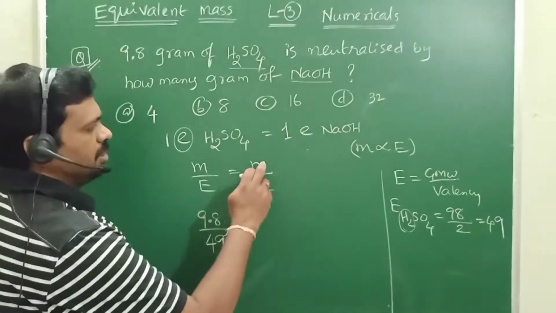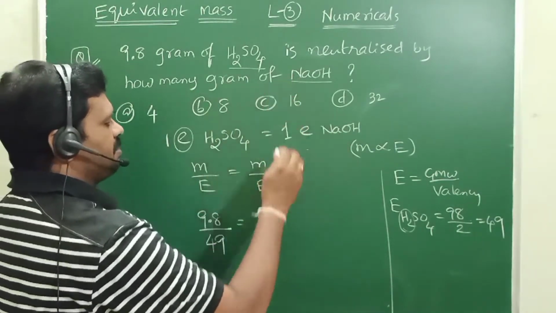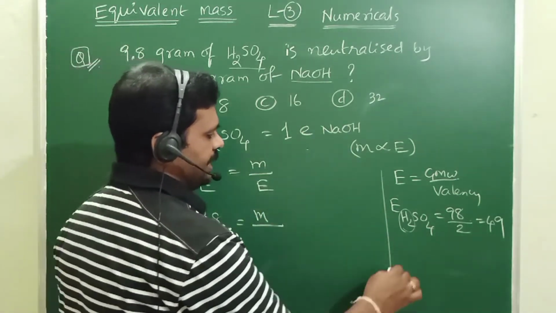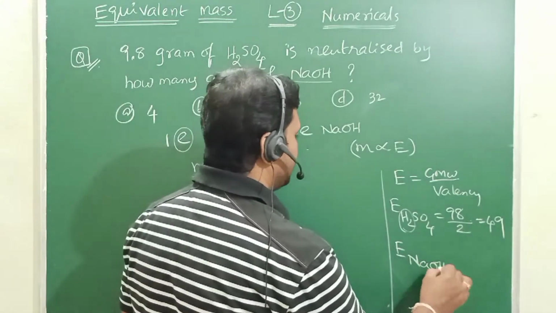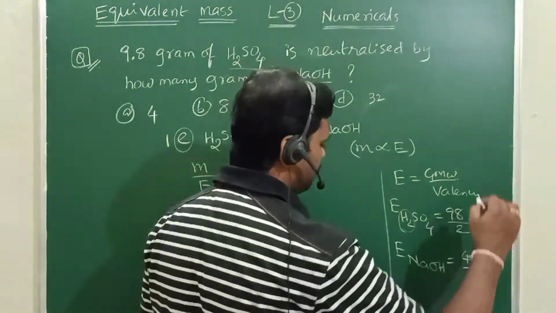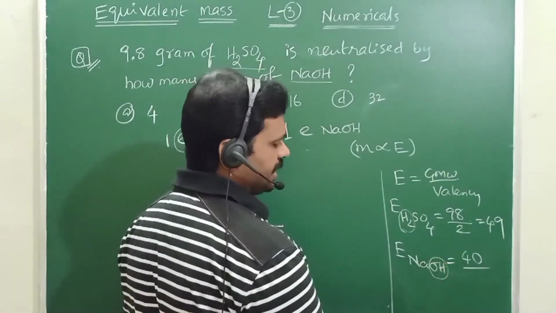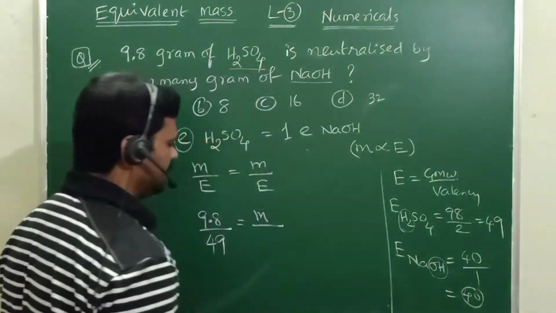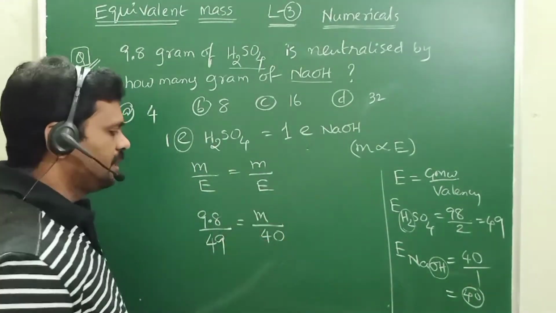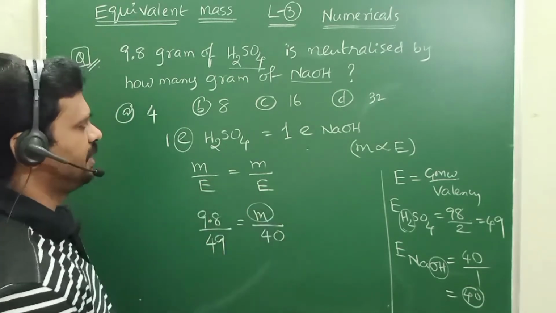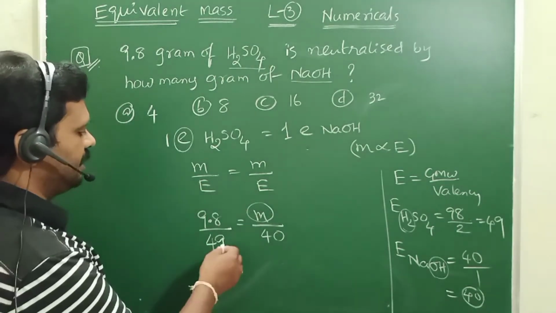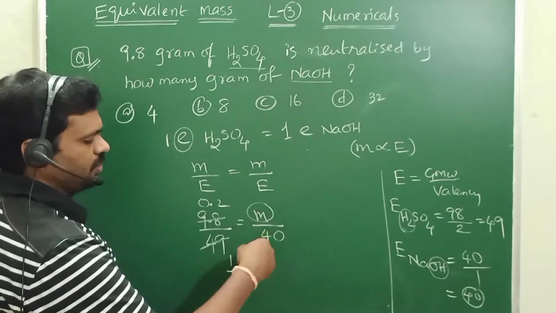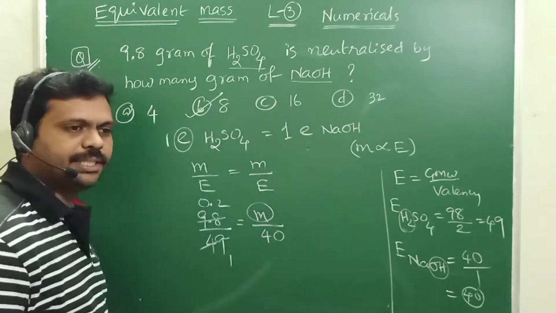The second one is the mass of sodium hydroxide. He is asking for the mass of sodium hydroxide, so it is m divided by the equivalent mass of sodium hydroxide. The gram molecular weight of sodium hydroxide is 40, and the valency factor is acidity, OH groups, 1. So 40 by 1 is equal to 40. So m divided by 40. Now if you calculate the mass, 49 ones are 49, twos are 0.2, 0 and 0 cancel, 4 twos are 8 grams. So the answer is B.